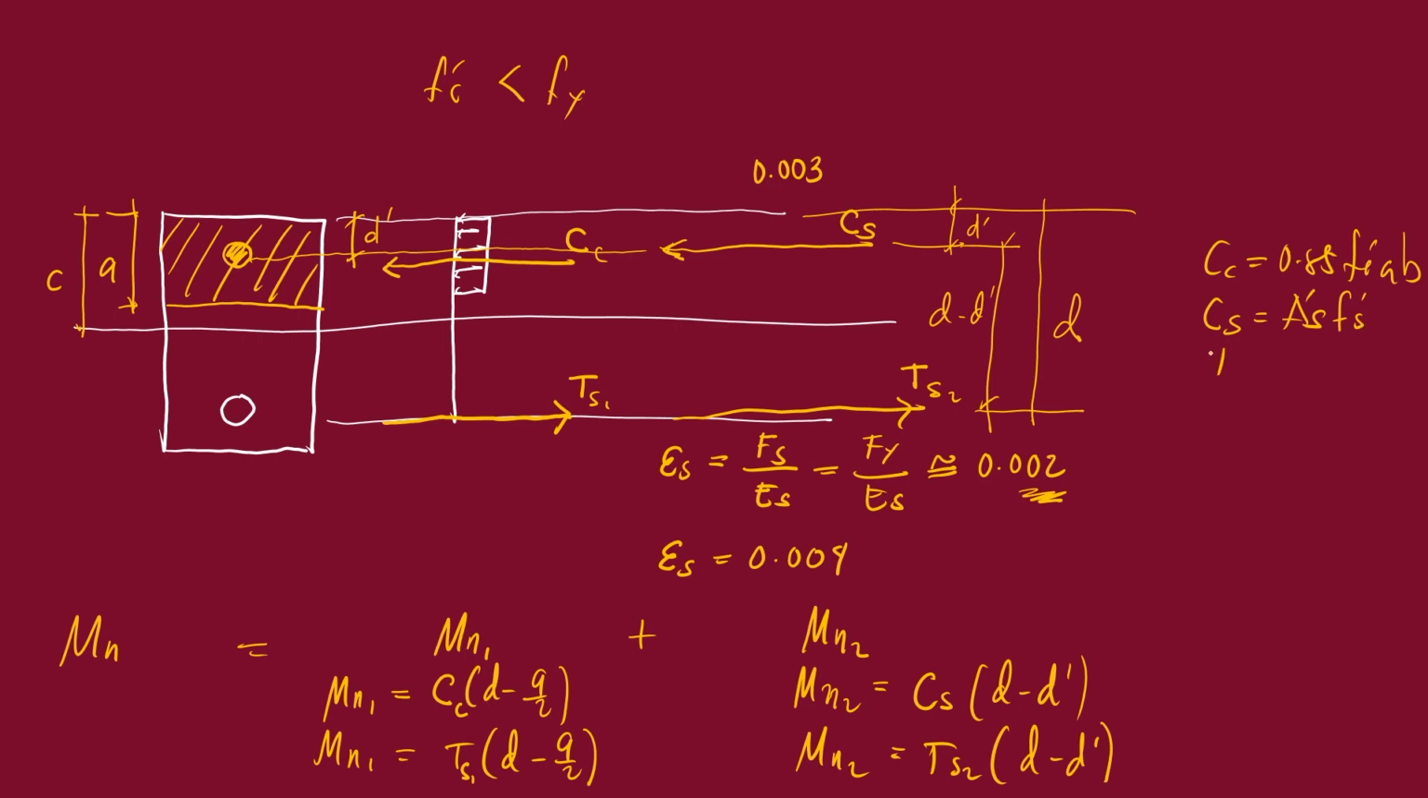And your TS1 naman, this is also equal to As1, not prime ha, walang prime kasi this is in tension, multiplied by fs, where the maximum value of your fs is your fy. And also you have there the TS2, this is equal to As2 multiplied by fs, where the maximum value of your fs is fy. So these are the formulas we will be using in the design and analysis of a doubly reinforced beam.